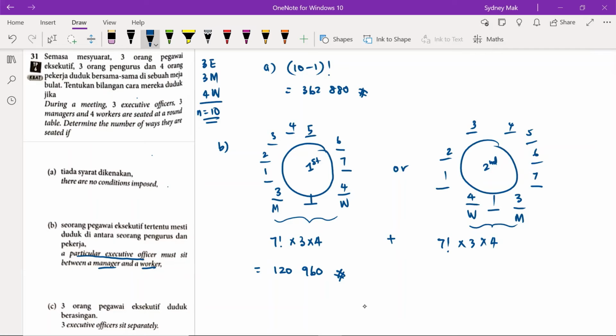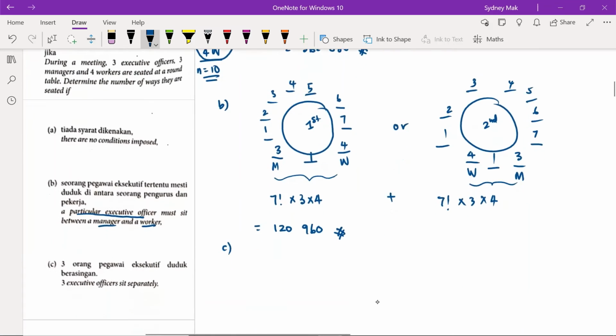Next, part C. The 3 executive officers sit separately. If they cannot sit together, all right, 3 of them, it's not 2, 3 of them, we cannot use the complement way. What we can do is fill in the space in between. So let us put the other 7 people around the table first. Okay, so let's draw the round table. Draw 7 seats: 1, 2, 3, 4, 5, 6, 7. Any one of them can just go in first.